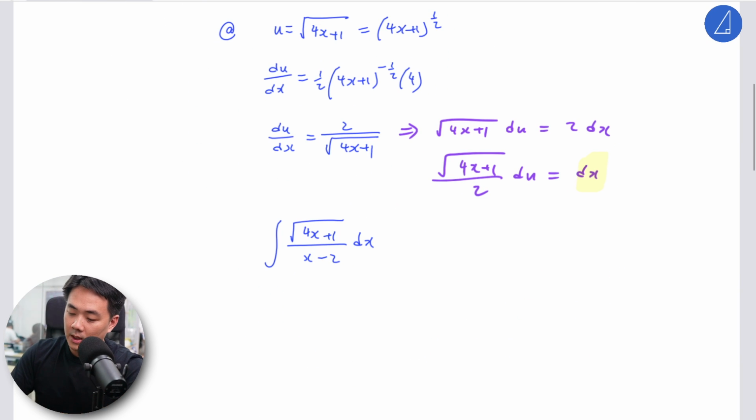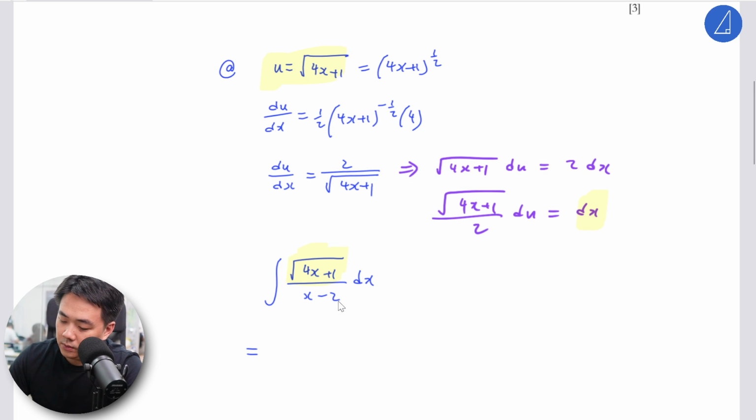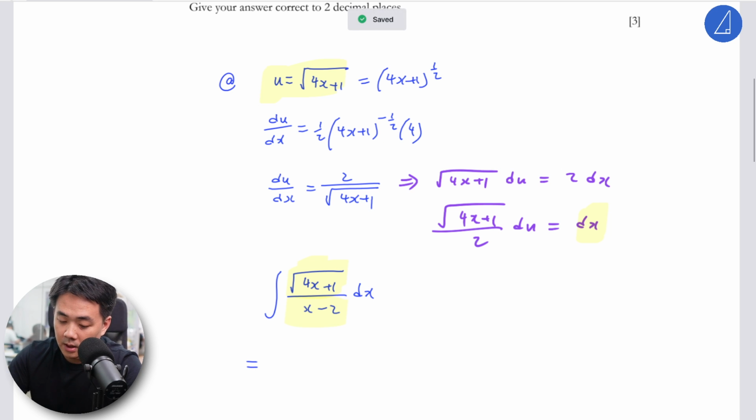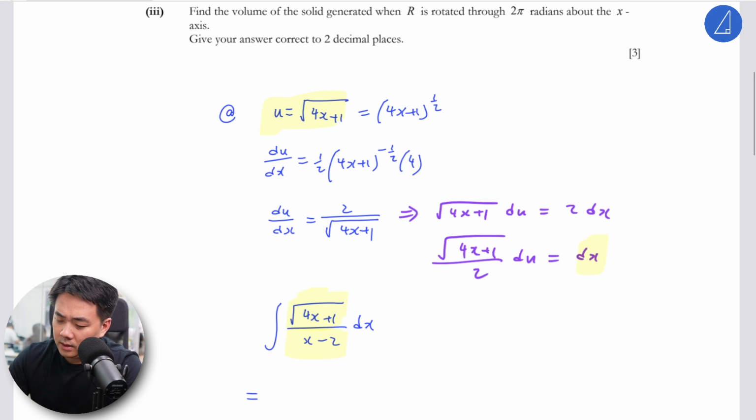Our goal here is to change everything. So this is our u, this is our u, just change to u here. After which we need to find what this x minus 2 is, the x minus 2 for the denominator. Not sure what it is, but we could make x the subject. So in this case, if I rewrite this, u squared equals 4x plus 1. So we get x equals (u squared minus 1) over 4.